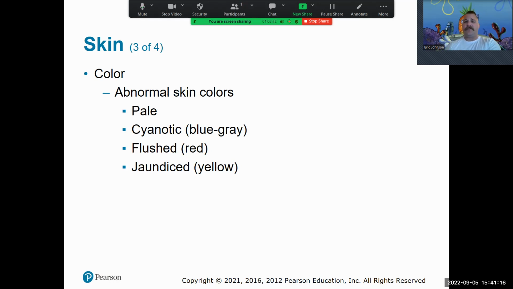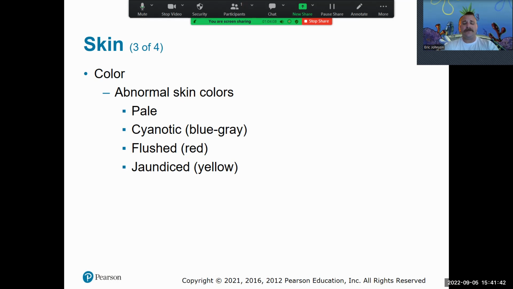The third bullet point here is flush, like red. So the patient has a bunch of blood that is rushing towards the surface of the skin. Every single one of us has been flushed at some point, just like every single one of us has been pale at some point. I would say that it would be odd to say that every single one of us has been cyanotic. I don't think that that's a fair statement. But pale and red, or pale and flushed, are both things that we would absolutely expect to see in our own daily lives.